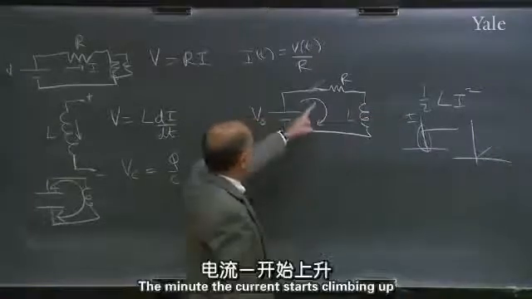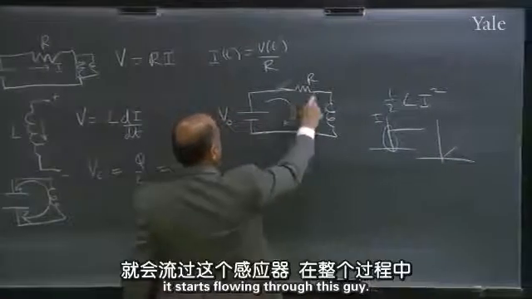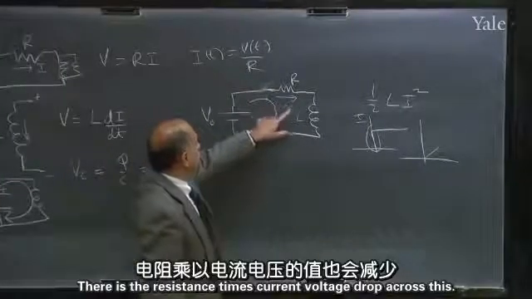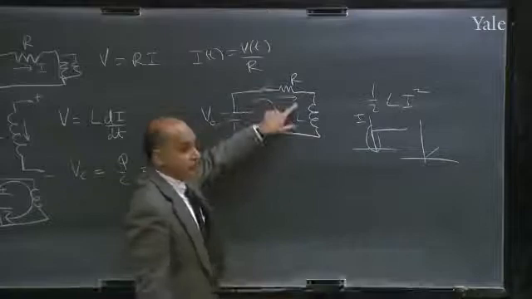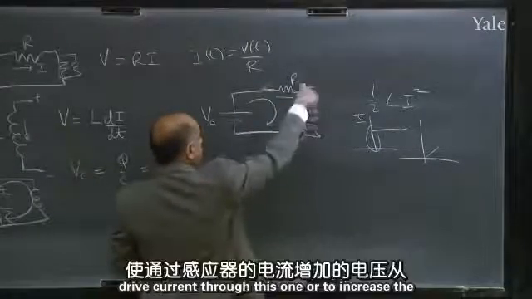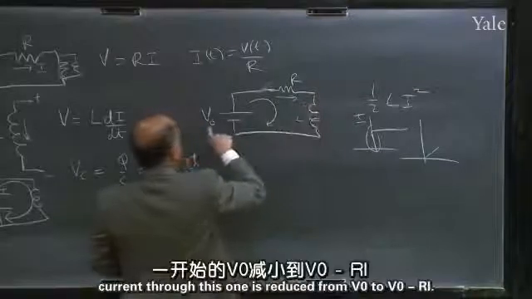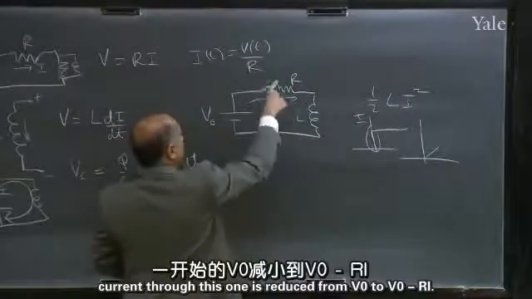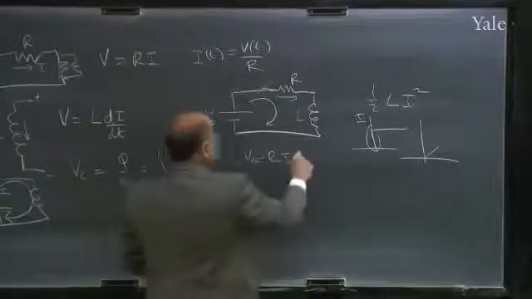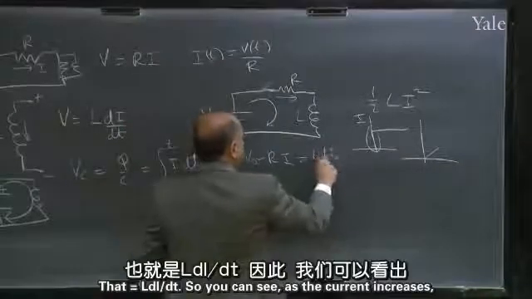The minute the current starts climbing up, it starts flowing through this resistor. That is the resistance times current, the voltage drop across this. Therefore, the amount of voltage available to drive current through this one, or to increase the current through this one, is reduced from V naught to V naught minus Ri. That's equal to L di/dt.